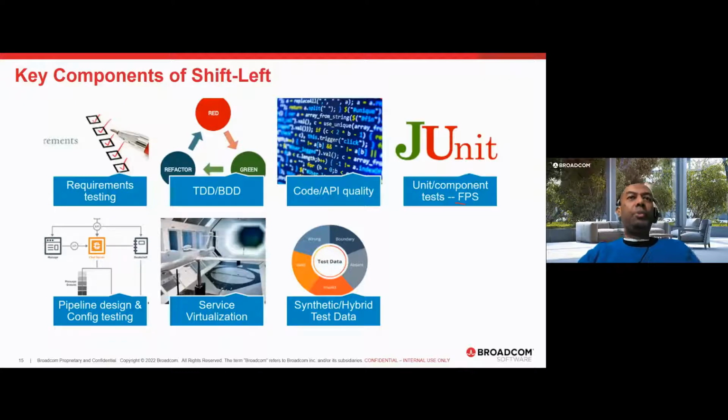We already talked about test data. Again, the key thing here is to have a progressive approach to test data, so you can do a combination of synthetic and hybrid approaches that allow you to do very lightweight synthetic data generation in the early part of the life cycle, and then become more hybridized as you go to the right side of the life cycle.